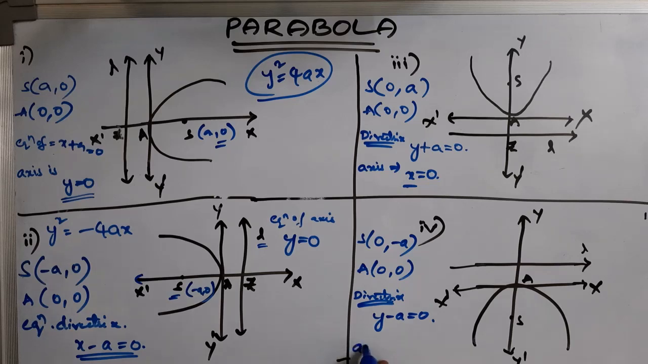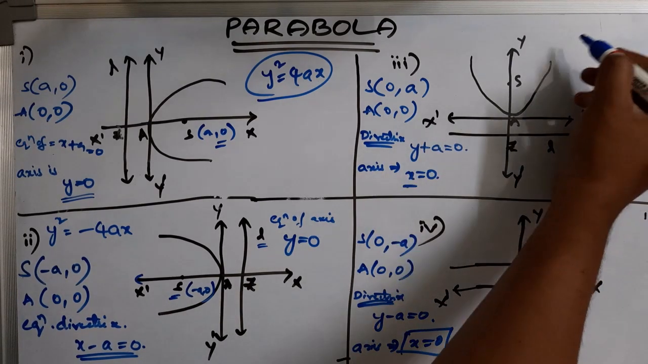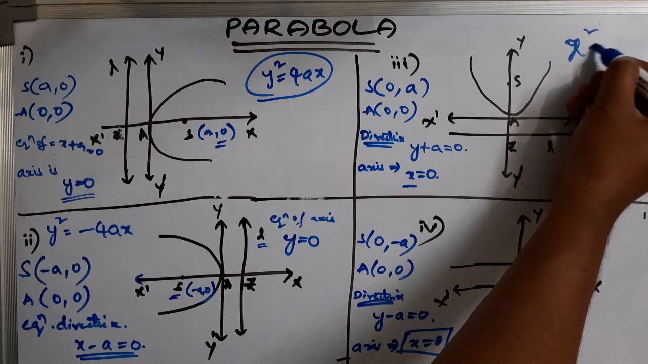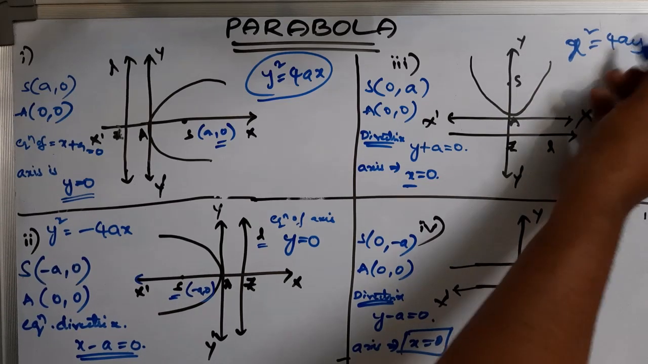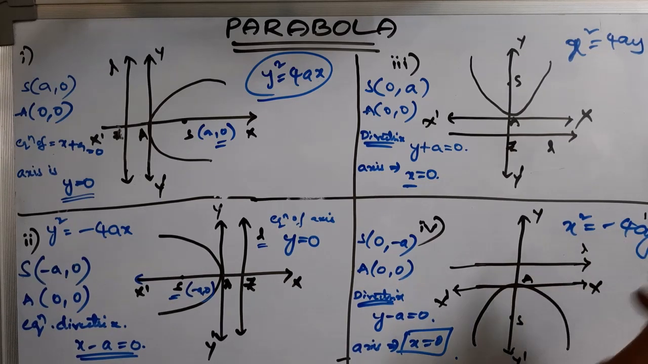The equation of the axis: the parabola lies along the y-axis, on the negative side, so the equation of the y-axis, x equals 0, is the equation of the axis in this case. This is x square equals 4ay and this is x square equals minus 4ay.